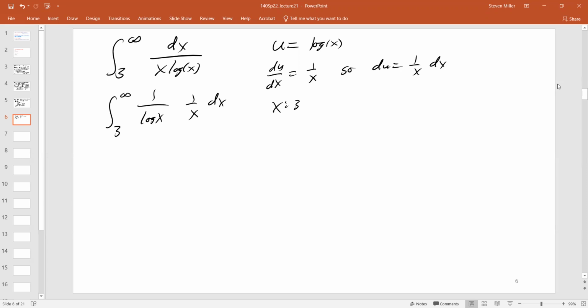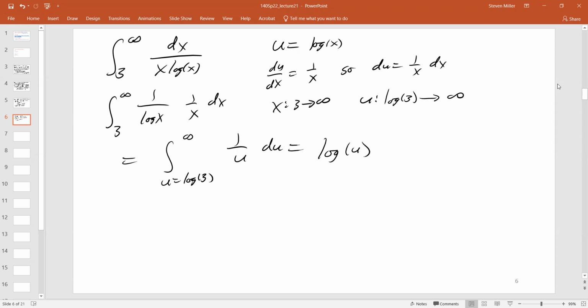As x goes from 3 to infinity, what does u go from? And what's the log of infinity? Infinity. So this would just be the integral, u goes from the log of 3 to infinity, 1 over u du. Oh, okay, what function has derivative 1 over u? Log u, evaluated at the log of 3 and infinity, so it diverges.